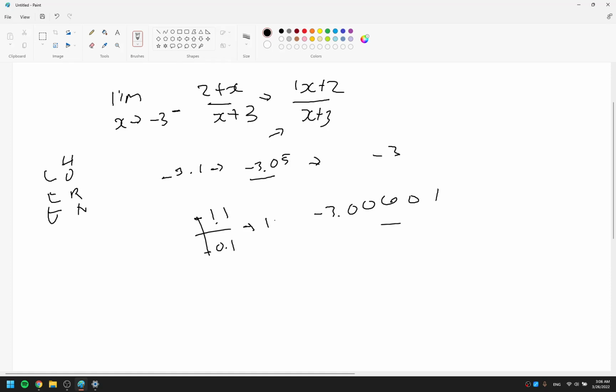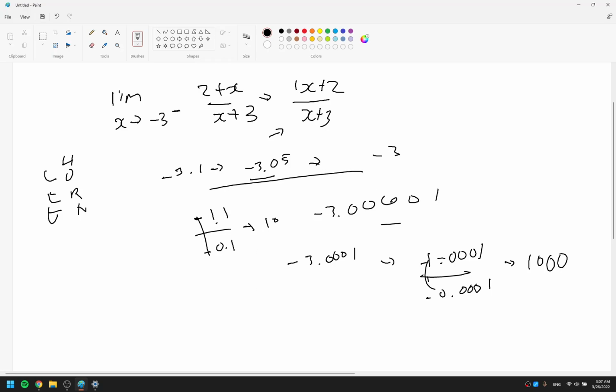If you do negative 3.00001, then this becomes negative 1.00001 over negative 0.00001, and this becomes, let's say, like 100,000. I'm not exactly sure, but we can see that as this approaches negative 3 from the left side, it's increasing. So the answer to this question would be infinity, not the ratio of the coefficients like I thought, because that's for limits at infinity, not when approaching a number.